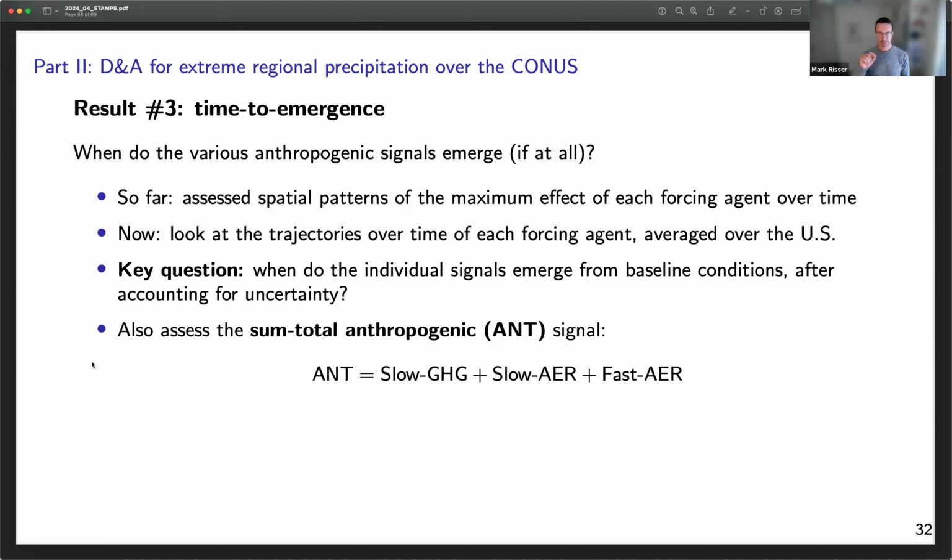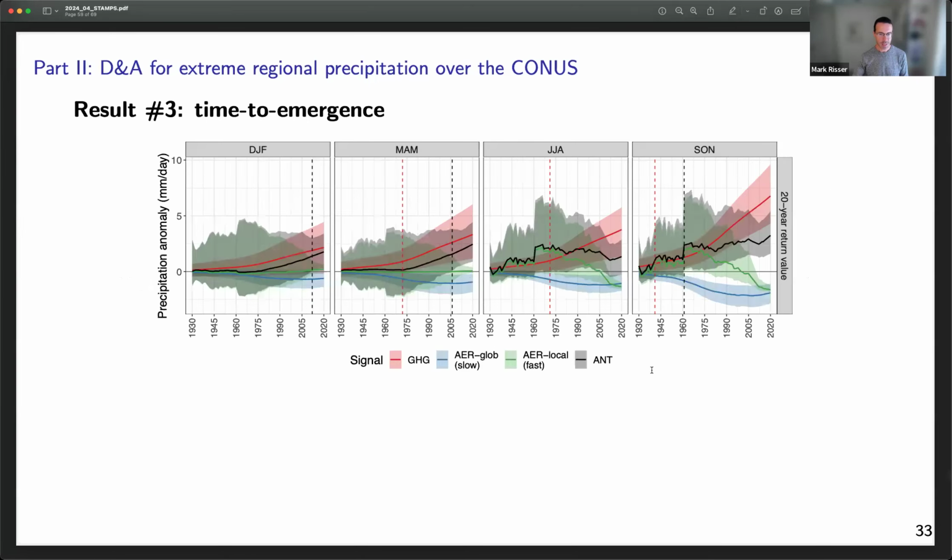But in addition to looking at each of those individually, we can also look at the sum total anthropogenic signal, where we can add them all up to get a sense of what the overall trends in precipitation are. Essentially, if you'd been standing on the ground in one place for about 120 years, what would rainfall trends have looked like for that area? So that's this sum total anthropogenic signal. And again, starting at the CONUS scale, so we're averaging over the whole United States. Again, I'm showing results here for each season, winter, spring, summer, fall.